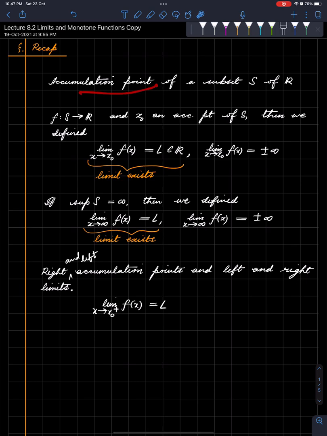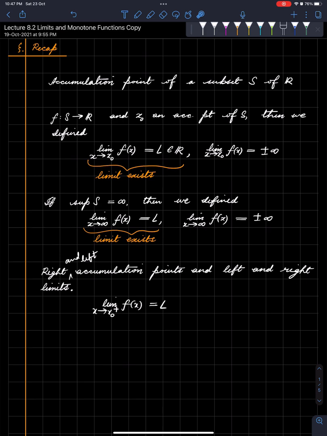So what we first defined was the notion of an accumulation point of a subset S of R. A point x in R is said to be an accumulation point of S if every deleted neighborhood of x, meaning a set of this form where U is a neighborhood of x, has a point in S. So S doesn't leave x alone, you could say. That's the notion of an accumulation point.